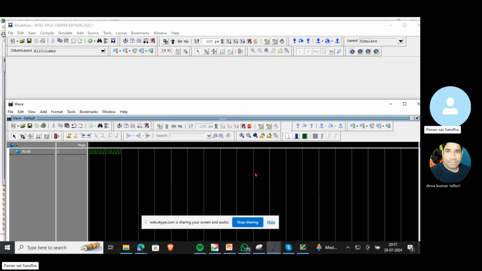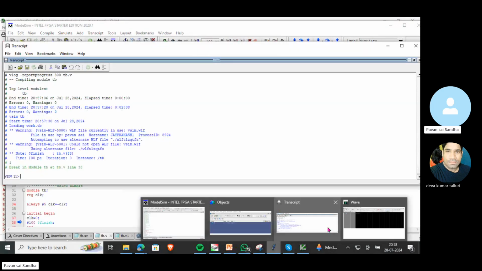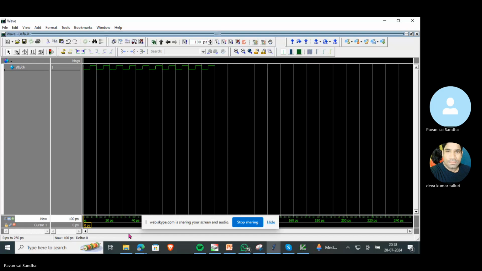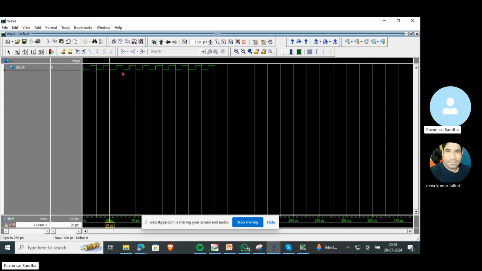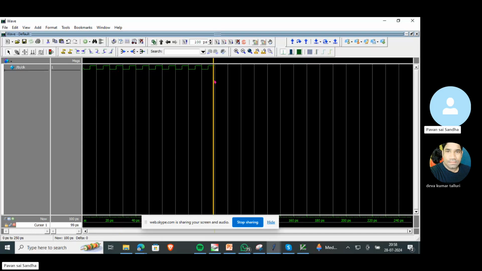Yes, we got the output. Here we got output at 20 picoseconds, and for 25 picoseconds, 25 minus 20, for every 5 picoseconds, the clock is getting negated, and the simulation will be ended at 100 picoseconds. We can see it here down.